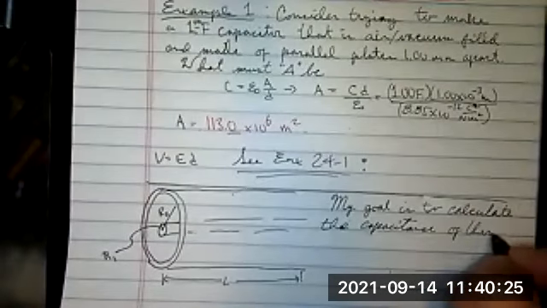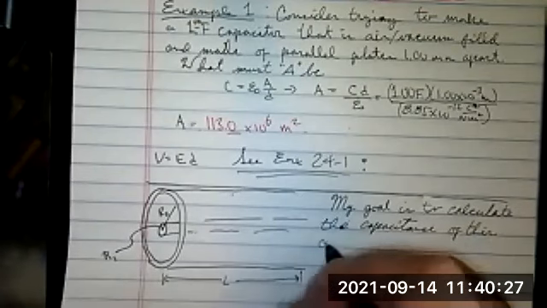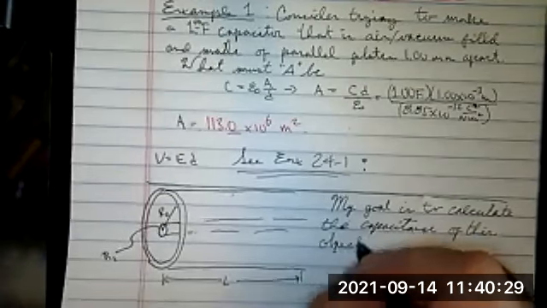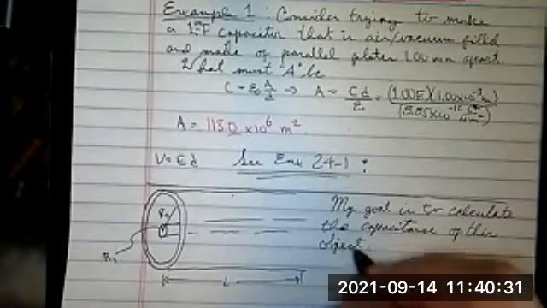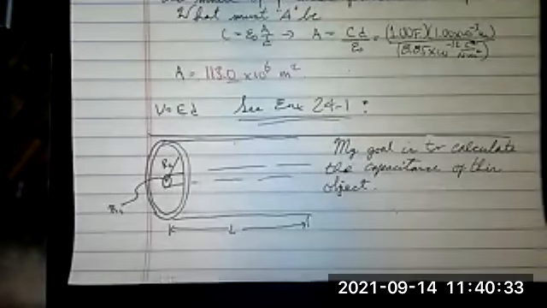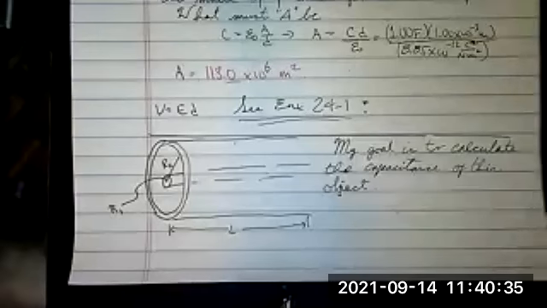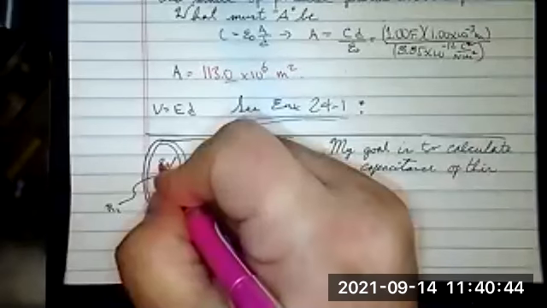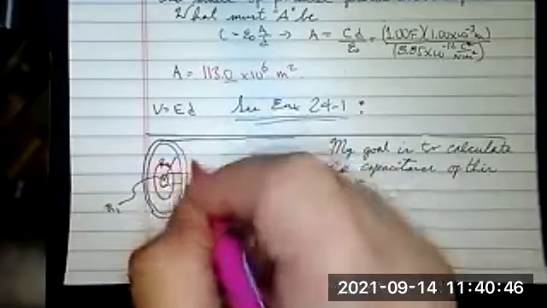Of this object. So that's what I'm wanting to do, calculate the capacitance of this object, okay? So first thing I'm going to do is imagine that little length L. I'm going to create a Gaussian surface to find the electric field between the inner and outer cylinders.